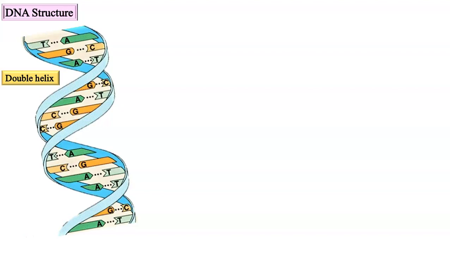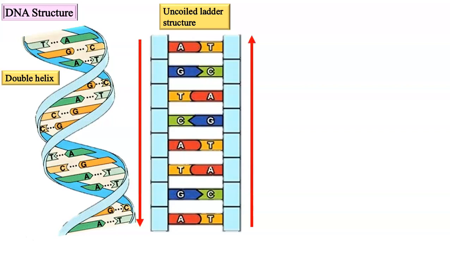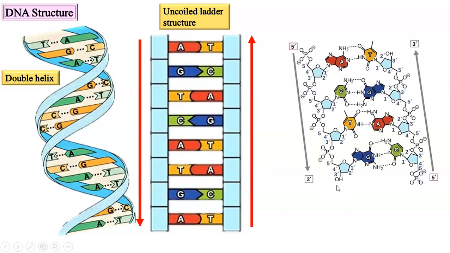DNA is a double helix and it has two parallel strands coiled around each other. When uncoiled, it looks like a ladder. The two strands are complementary to each other. The two strands run in opposite direction. One strand runs in 5' to 3' direction and the other from 3' to 5' direction. Thus, they are antiparallel. Each strand is made up of nucleotides.